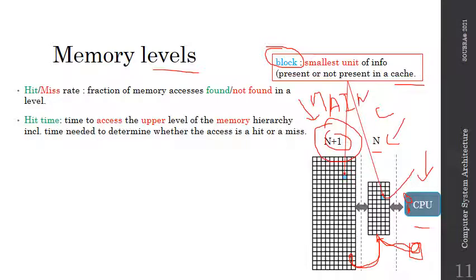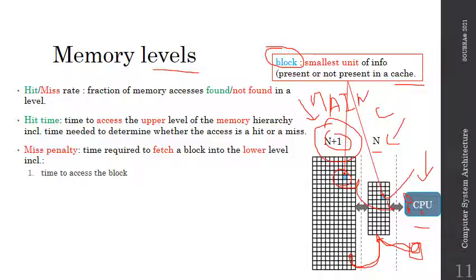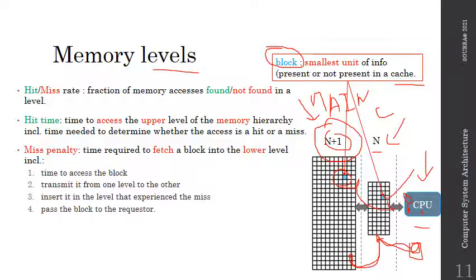Hit time is the access: get the things that I need and use them. Miss penalty: if I didn't find it here, I need to go ahead and fetch it from level n+1 and put it here and use it. This includes accessing the block at the higher level, transmitting it through the different levels, copying it, and then using it. Fair enough? So these are the things that you need to master by now.